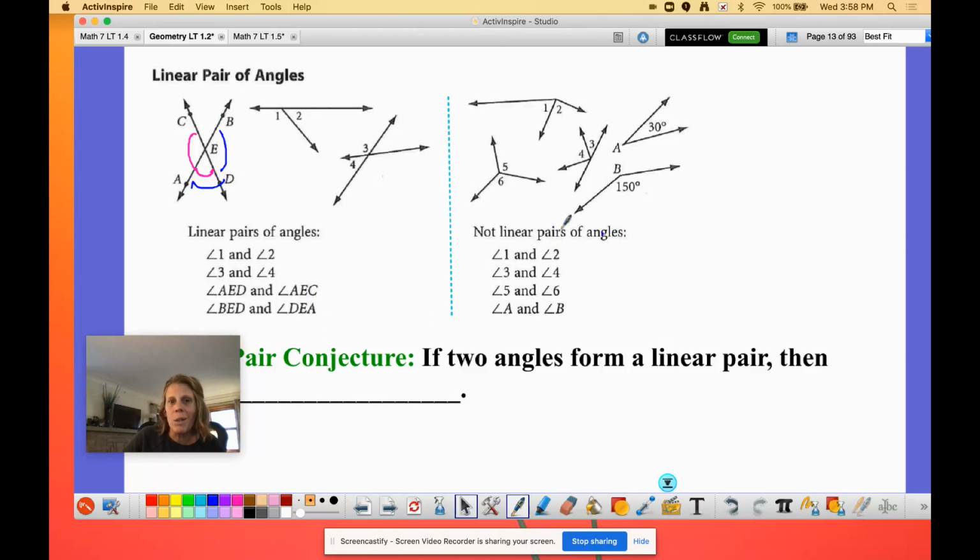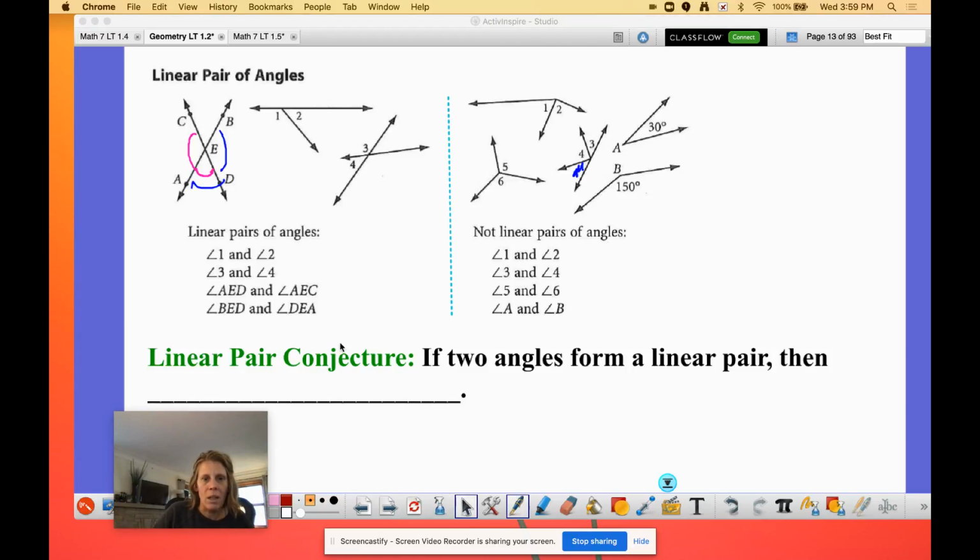Let's look at the ones that are not. 5 and 6 are not linear pairs. They don't make a straight line. 1 and 2 does not. 3 and 4 does not because it's got this extra angle here. And then angles B and A are not because they are not connected. So they do not make a linear pair because they are not sharing a common side.